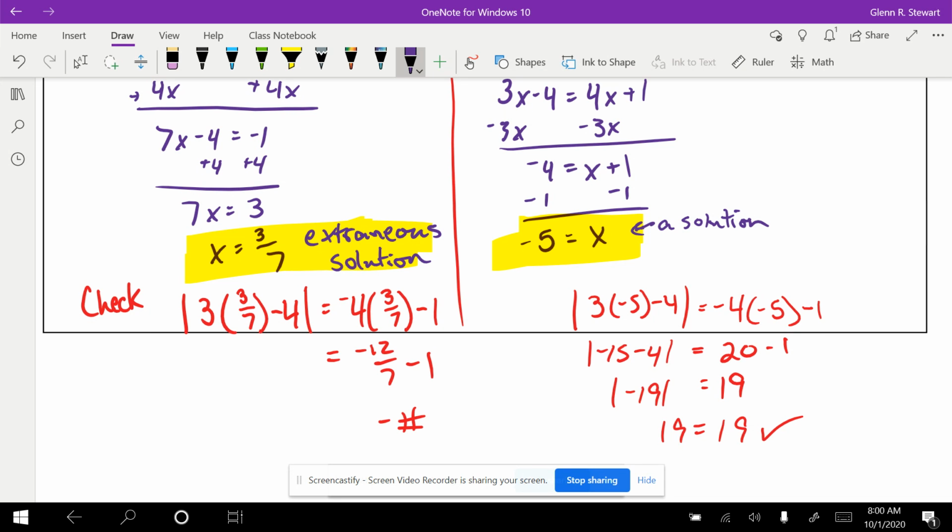3 over 7, you don't really have to write in your solution set because it's not a solution. Just knowing that it's what we call extraneous. It's something that you can get as an answer, but then you plug it back in, it doesn't work. So it's actually not one of your answers.